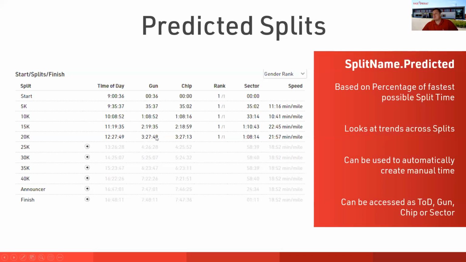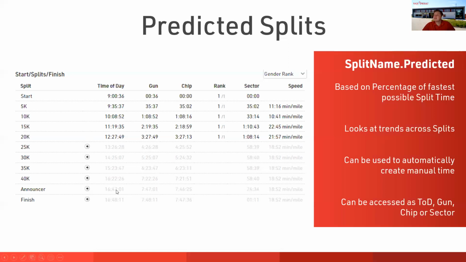And it also looks at trends across splits. So if you slow down during the race compared to the best possible time, then it will also correct your prediction or your predicted times further down here. And the predicted splits with the plus sign, you can use that to automatically create a manual time. We will look at that in a bit as well. And the predicted splits can also be used and accessed as a time of day, gun, chip, or sector time.